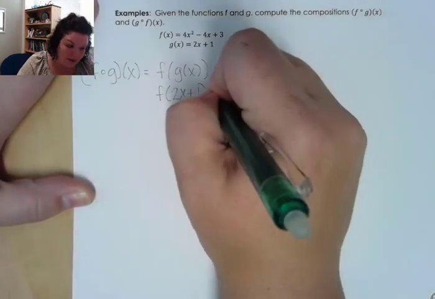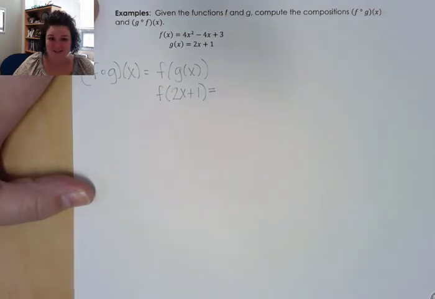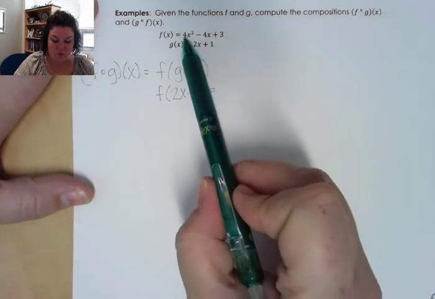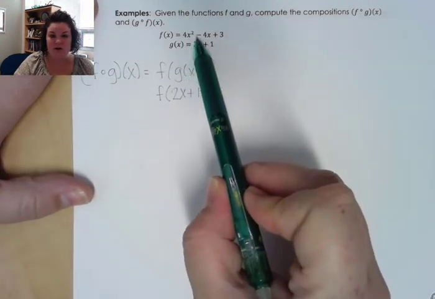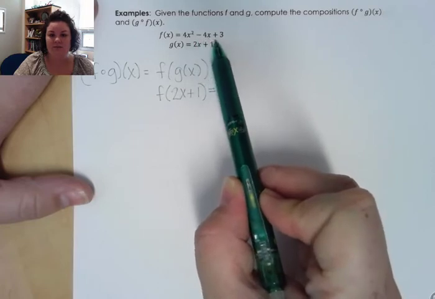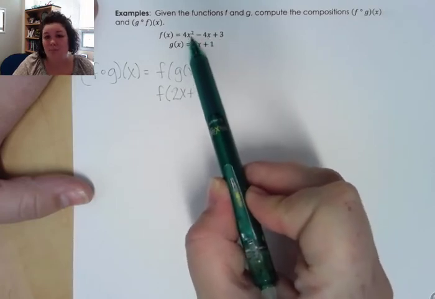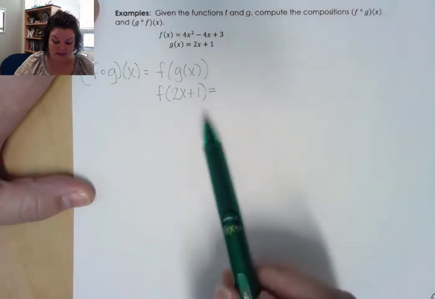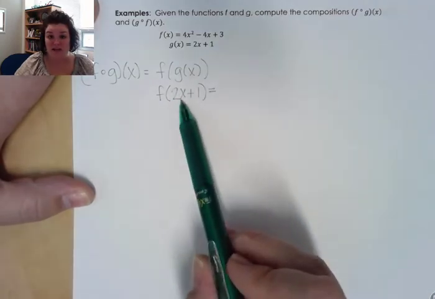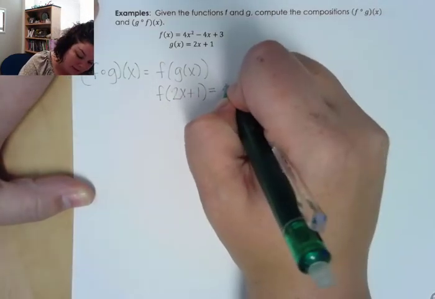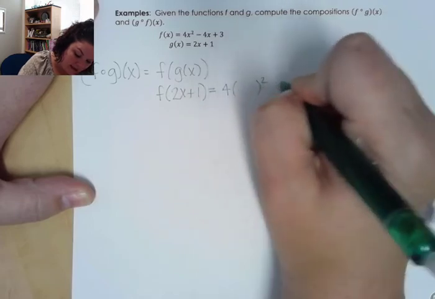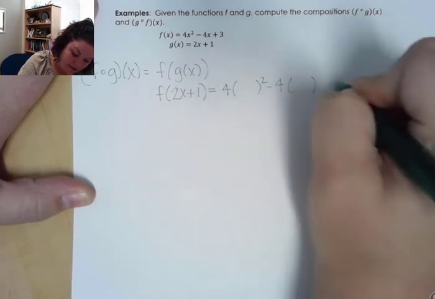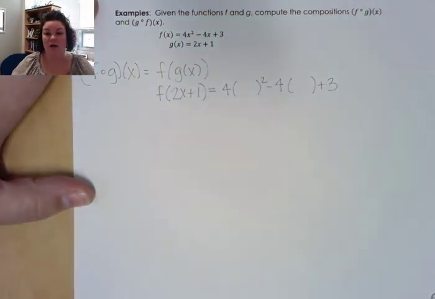So I'm going to write out here what my f function does. My f function does 4 times the input squared minus 4 times the input plus 3. So I'm saying the input instead of x because this is what I'm going to be putting in for x. So I'm going to write parentheses everywhere I see an x so that I know that's where I'm plugging my quantity in.